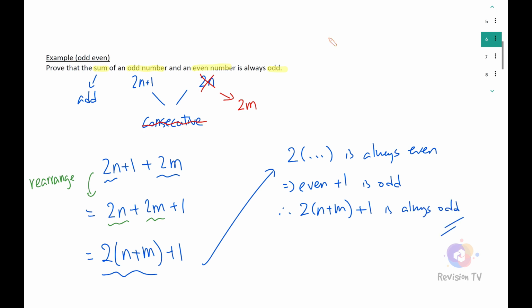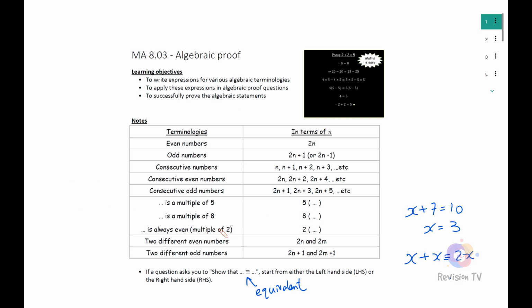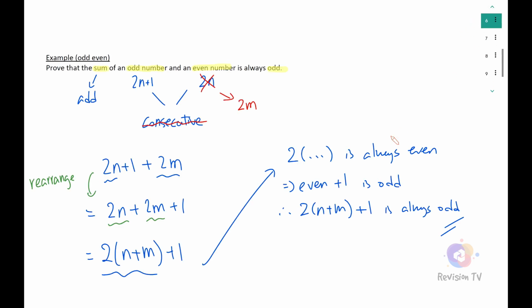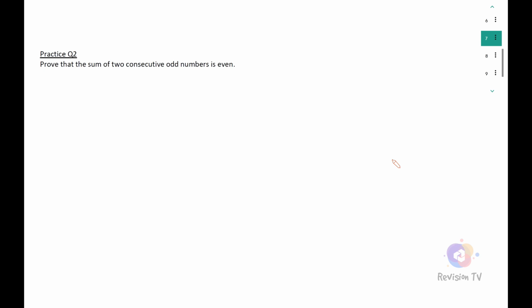And that's the end of the proof. You must write these final 3 lines to show it's odd. Even is easy, because to show it's even, 2 times something is a multiple of 2. But to show it is an odd number, you must say even plus 1 is odd. That's a key line. Practice question: pause the video, have a go at the question, and when you're ready for the answer, press play.